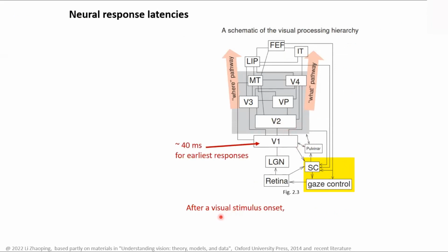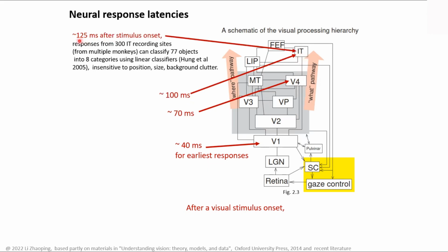So here are the latencies. If a visual input onset is time 0, 40 milliseconds later, V1 starts to respond. 70 milliseconds later, V4 responds. 100 milliseconds later, IT responds. And by 125 milliseconds, this is work by Hong et al. in 2005, you can look at 300 IT neurons, and then you can use these 300-dimensional vectors of responses in a linear classifier to classify into 8 different categories of visual objects quite well. And so that's not too bad.